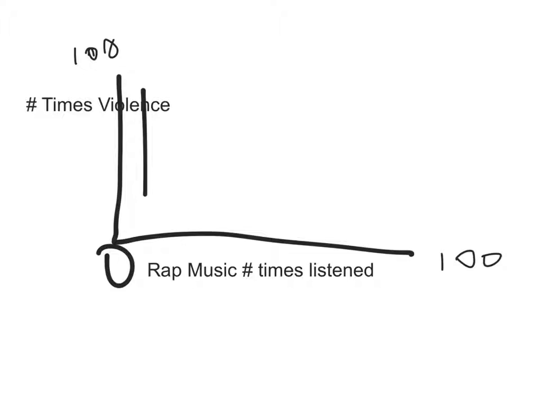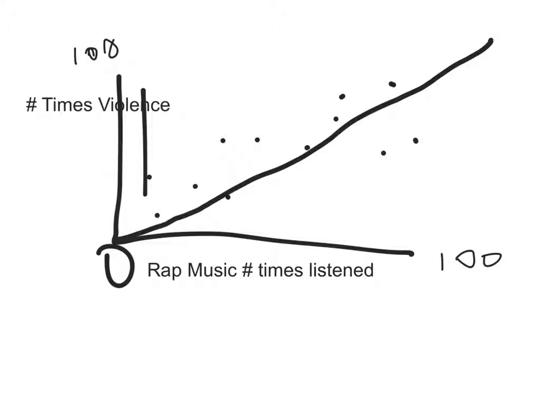So, you can do the same sort of plot, drugs and violence on the bottom, and on the side, songs about those sorts of things, or the other way around. And you would see a sort of correlation there. There seems to be a correlation. The more you experience violence, the more you listen to rap music, or the other way around.